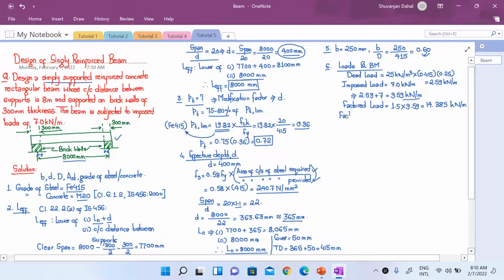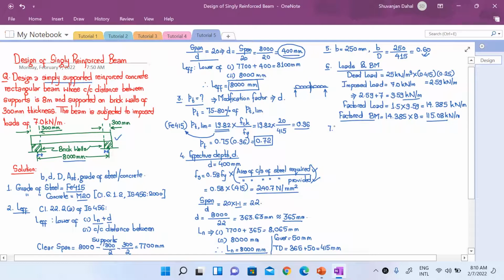Using this factored load, we will determine the factored bending moment, which is 14.385 into the span of our beam, that is 8 meter. This comes out to be 115.08 kilonewton meter. So currently I am just using the force into distance formula to calculate bending moment. If you are given uniformly distributed load, for example like this, then you may even calculate the maximum bending moment based on your principles of statics, and then you can calculate the factored bending moment also. So in this way you calculate the factored load and factored bending moment.